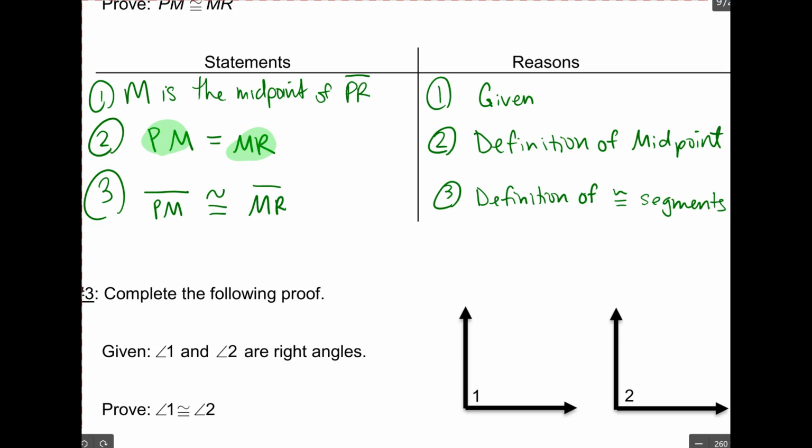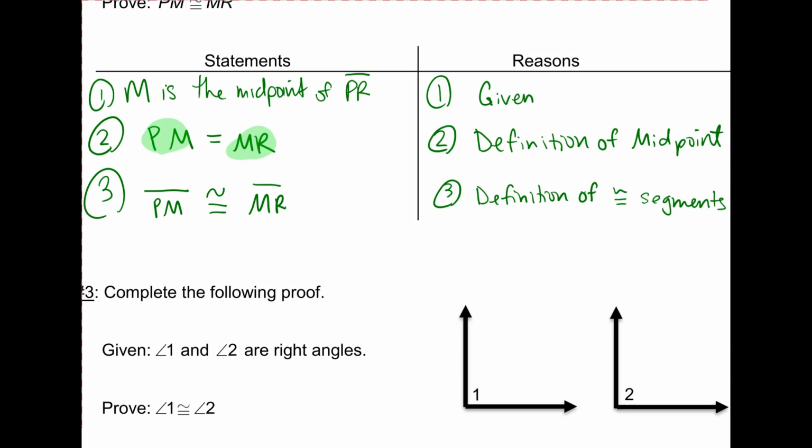Okay, so we're using givens, definitions. Let's pause here. Yes, 100%. This is to help you understand how to write proofs. Scary. Yeah. Okay.